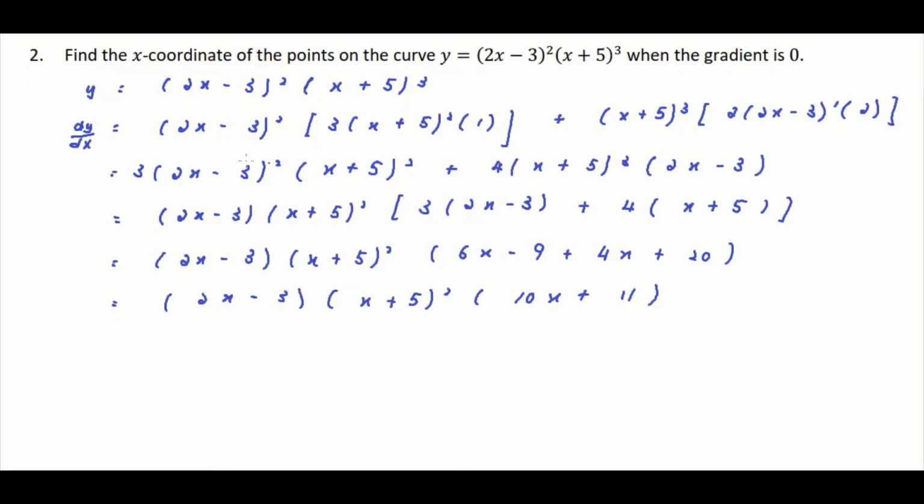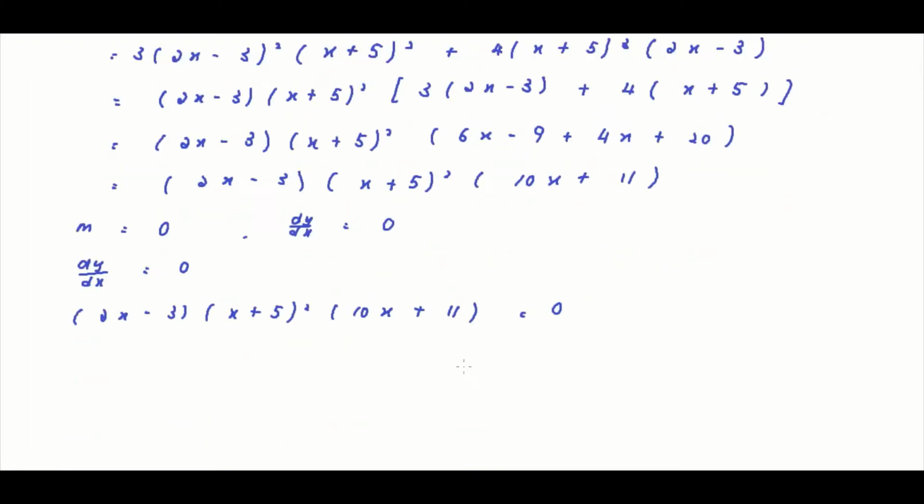Okay, so this question wants you to find the x coordinate when the gradient is 0. When the gradient equals 0, it means that dy/dx equals 0. So what you need to do is substitute. dy/dx equals 0, meaning that 2x minus 3, x plus 5 squared, 10x plus 11 needs to equal 0. So how do you solve it?